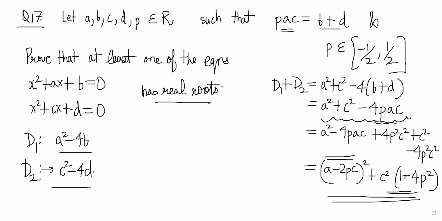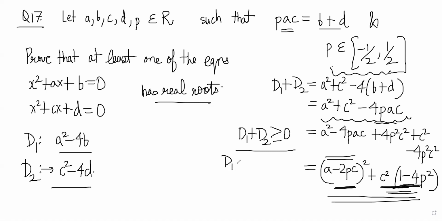And it is obvious that p belongs to minus half to half. So 1 minus 4p square is going to be positive. Modulus of p is less than half. So p square is less than 1 by 4. So this part is positive. This term is positive. This term is anyway positive. So we are getting d1 plus d2 is greater than 0, right? Greater than or equal to 0 possible. Both could be 0.